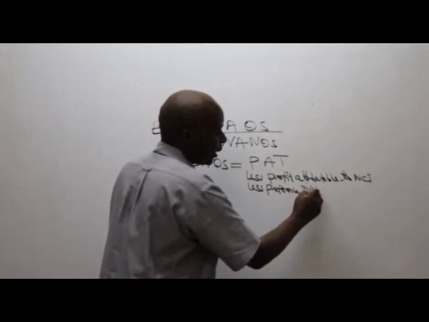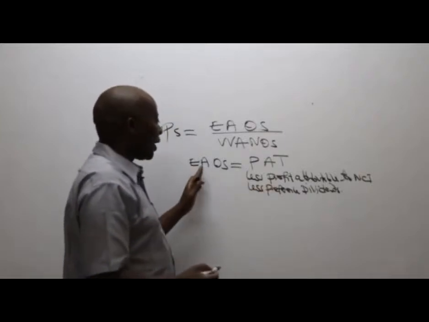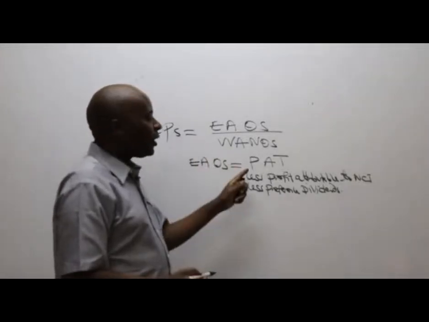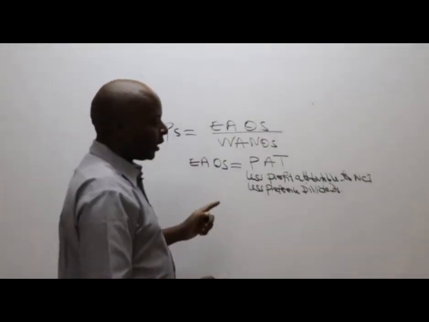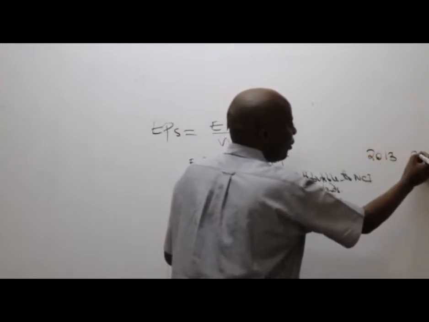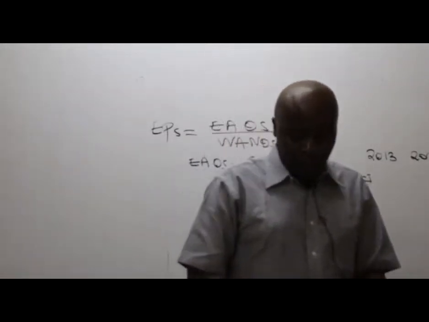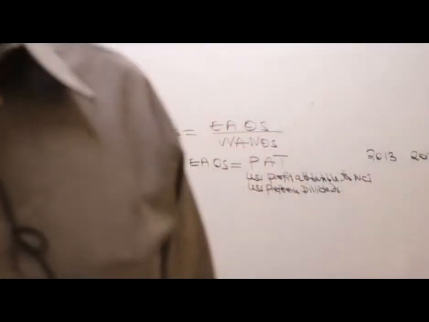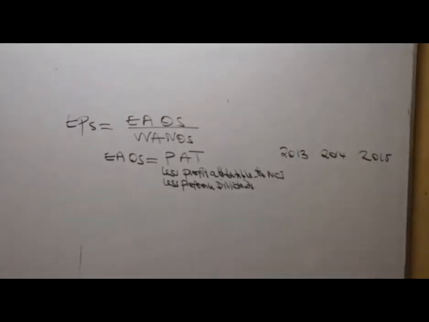Very important for us to just get used to this. This is how we calculate our earnings which are attributable to ordinary shareholders. So you take the profit after tax that has been reported. We have our 3 years. I'll extend my camera. We have 2013, 2014, and then 2015 there. So anytime they want you to calculate the earnings attributable to ordinary shareholders, we shall always be thinking like this.